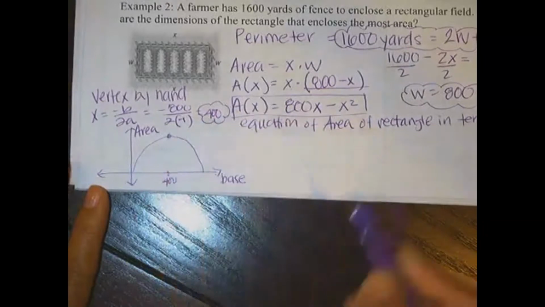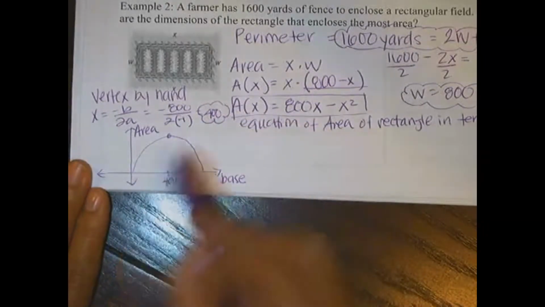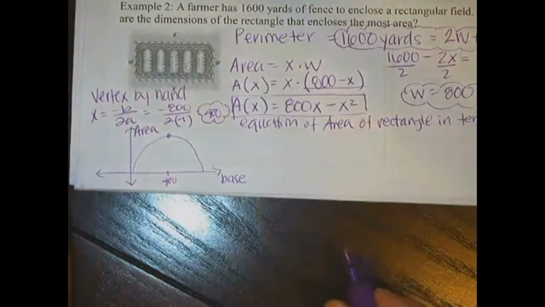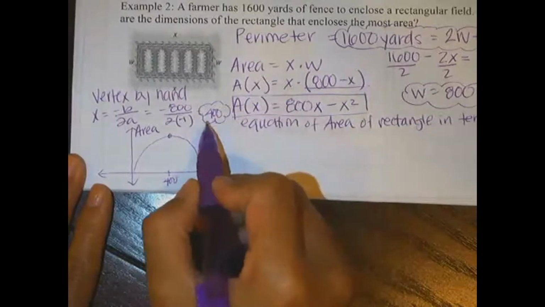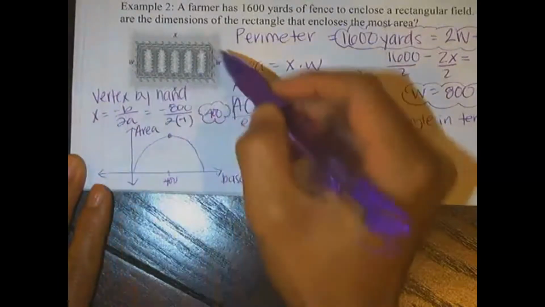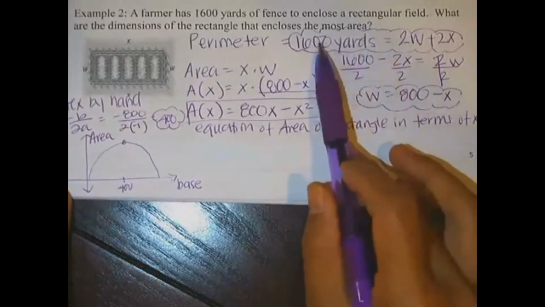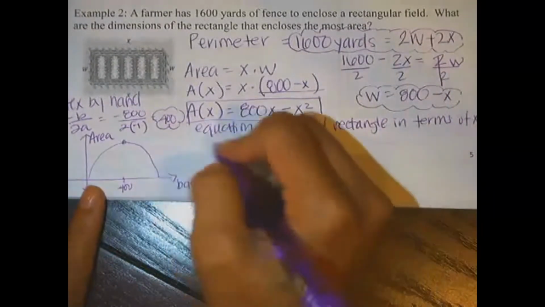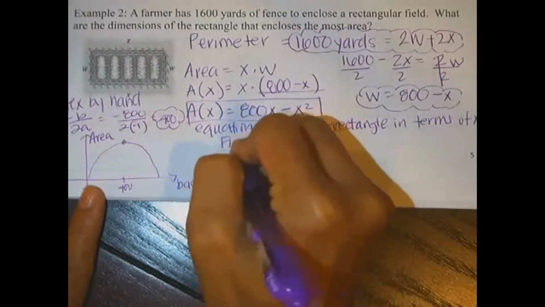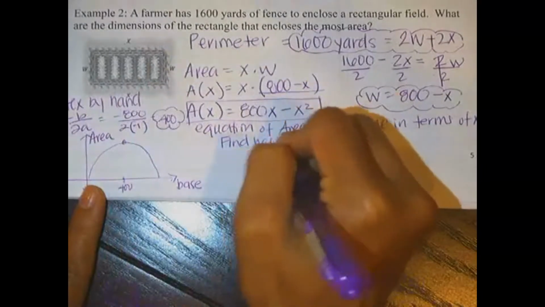So now I know what the base is. Now I just have to find the w piece. I can do it two different ways. Right now I know my base is already 400 because that's what x is. x is my base. So what is w then? Well, I can do it two ways. I can put x in this right here and find out what w is.